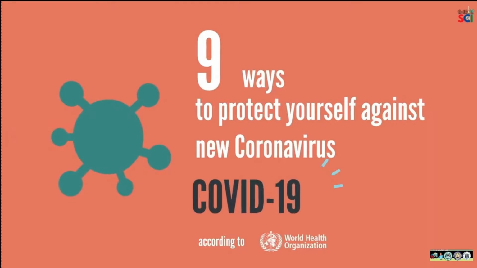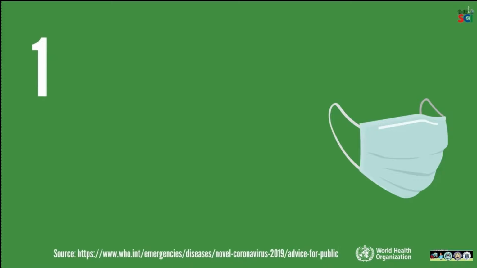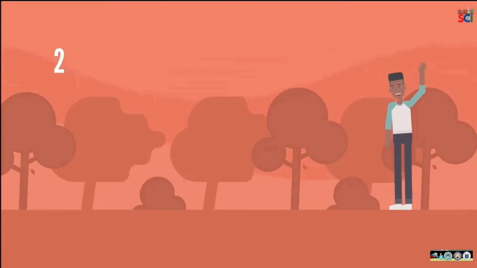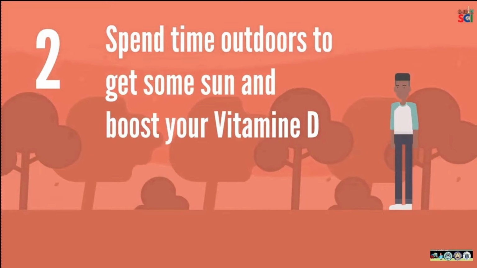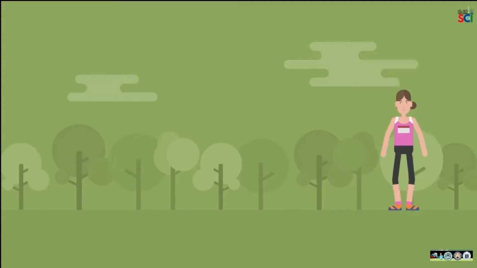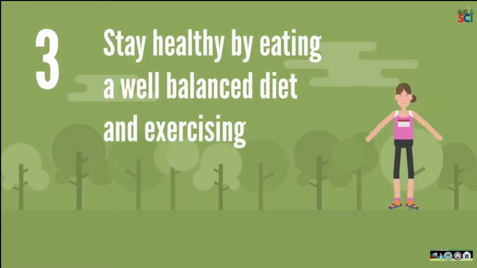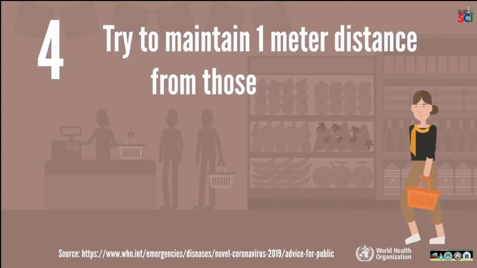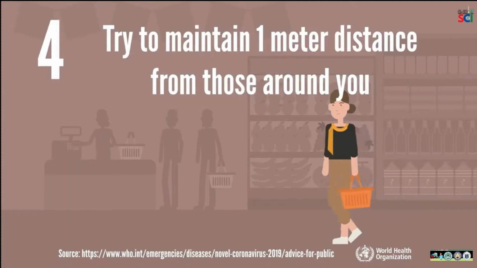Here are 9 ways to protect yourself against coronavirus COVID-19. Number 1. Wear a mask when you're around people. 2. Spend time outdoors to get some sun and boost your vitamin D. 3. Stay healthy by eating a well-balanced diet and exercising. 4. Try to maintain a 1-meter distance from those around you.